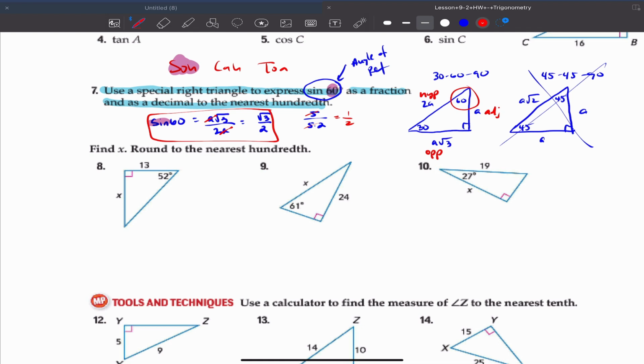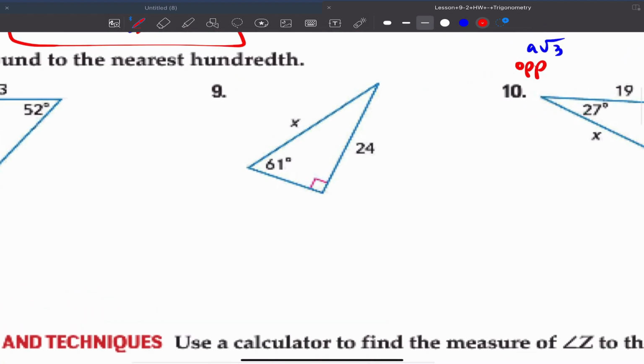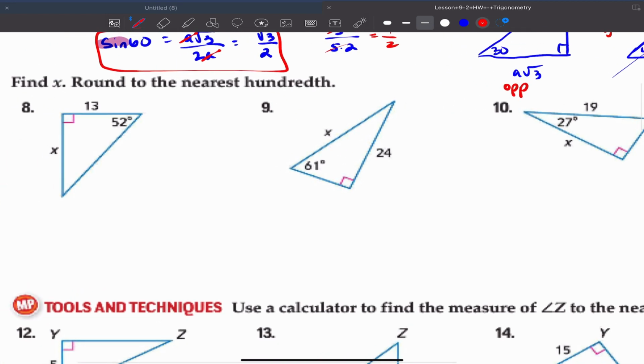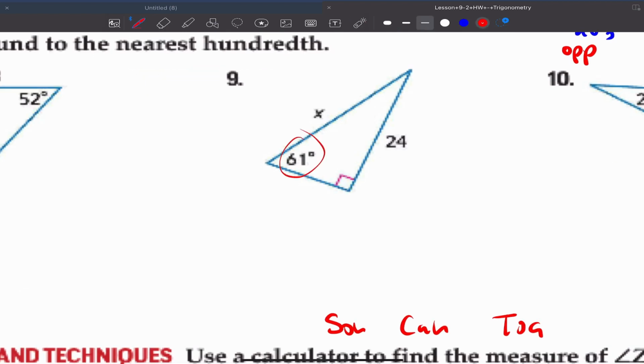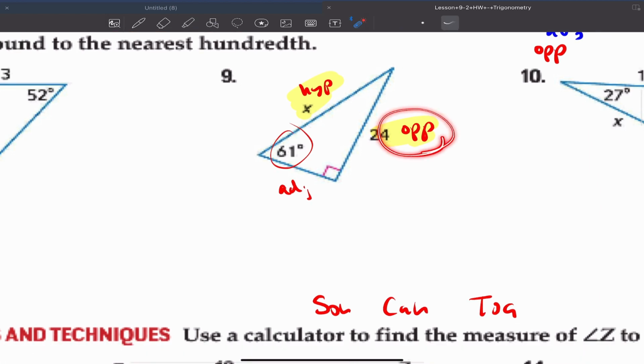Okay, let's look at, what should we look at? Okay, let's take a look at number 9. So what I'm going to do is I'm going to write SOHCAHTOA. 61 is my angle of reference. I'm going to circle that, and then I'm going to start labeling my figure. So this is the opposite side. This is the hypotenuse, and then this is my adjacent side. The given values are x and 24. So we're dealing with opposite and hypotenuse.